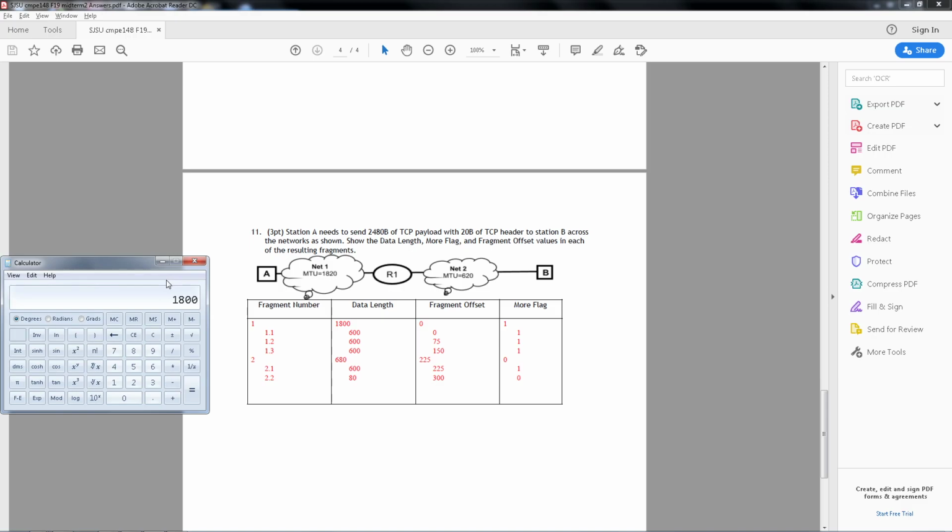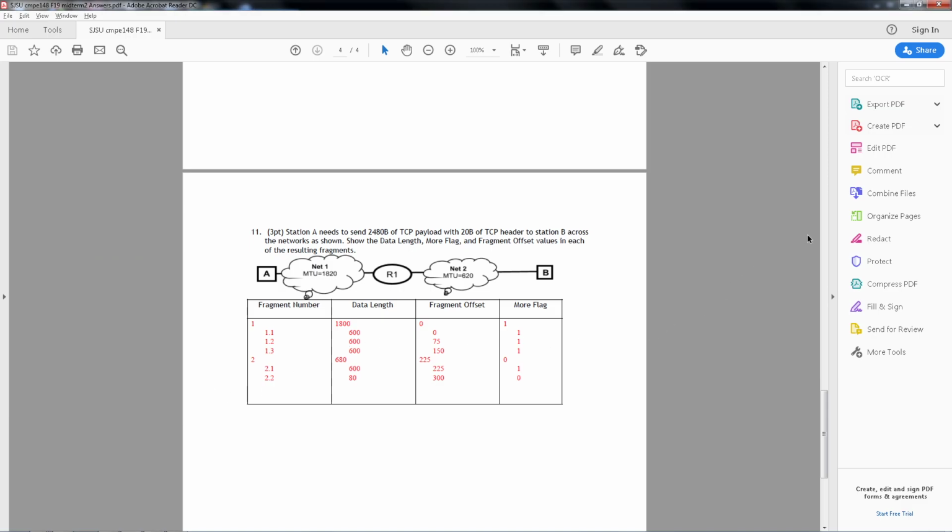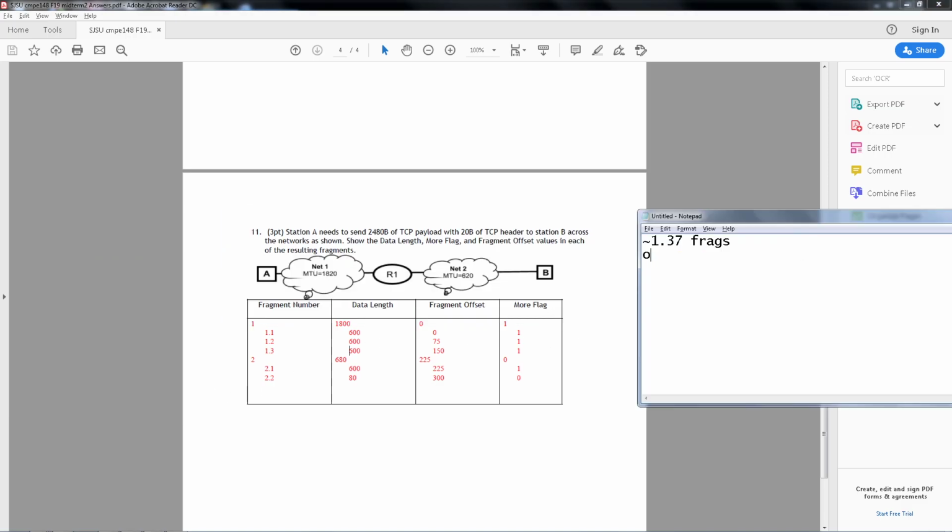So 1800, because 20 bytes within this MTU will be reserved for the header, is going to be divided by 8, which gives us 225. So your offset is equal to 225, I'm sorry, for 1800, right? So that's for the first one.